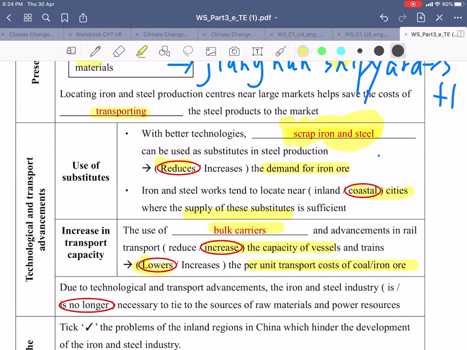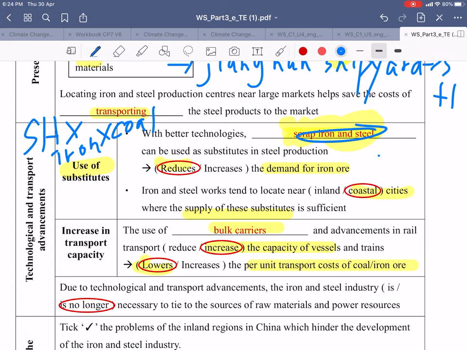And then, next one. But for Shanghai, bear in mind one thing first. Low iron, low coal, okay? They do not have any kinds of iron ore and coal mine at all. So what should they do? They have to grab the scrap iron and steel from the large cities.